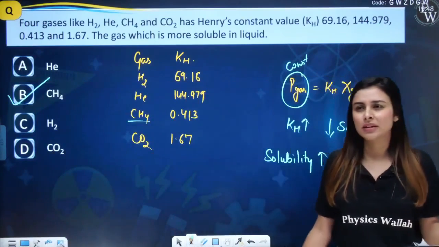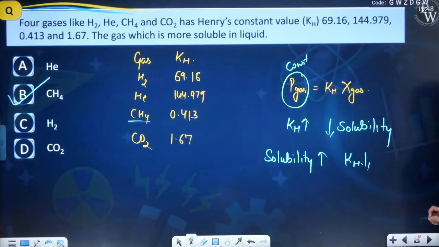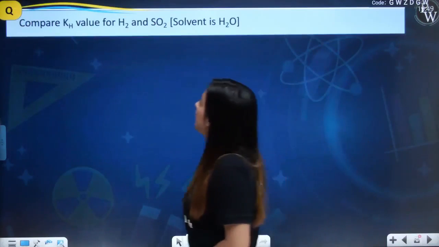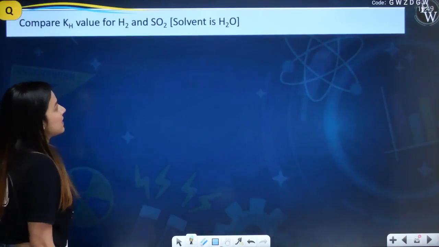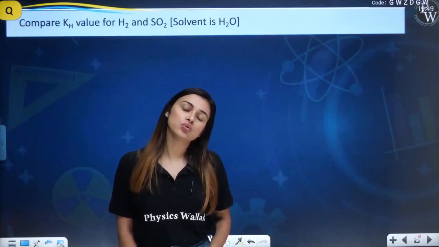Such an easy question, right? Yes. Let's move forward then. If you want to write, you can write. Okay. You have a question. Compare KH value for H2 and SO2. Solvent is water. How are you going to do this question?